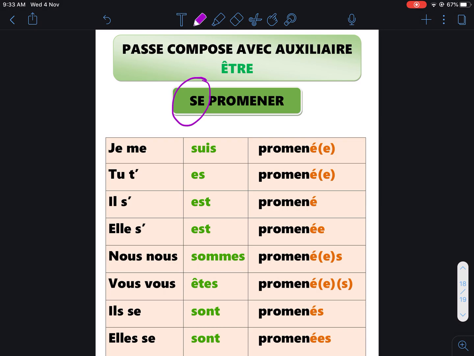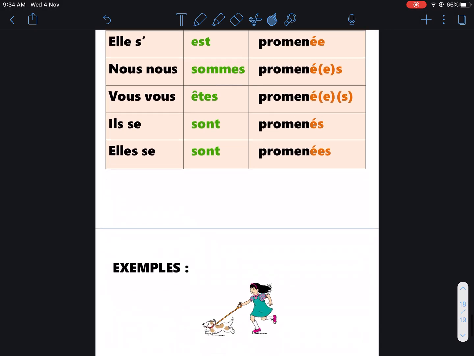Se promener: je me suis promené, tu t'es promené, il s'est promené, elle s'est promenée, nous nous sommes promenés, vous vous êtes promenés, ils se sont promenés, elles se sont promenées. Wow. Please be careful with the endings that we're supposed to add when there are differences in genders and numbers. Only for the verb in passé composé using auxiliary être, not avoir. Only être.